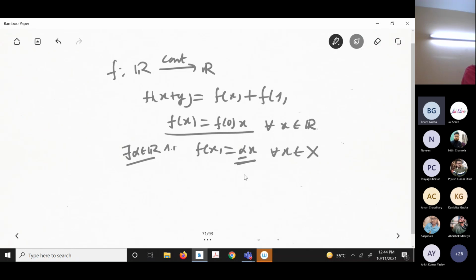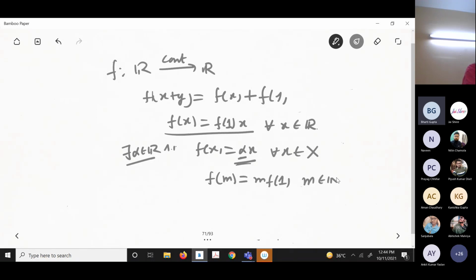In fact, let me tell you how, though it is not written here. First you show it for positive integers. Oh, sorry, this is not f(0). This should be f(1). So f(m) equals m f(1), when m is a positive integer.